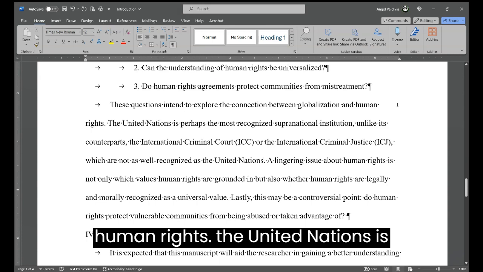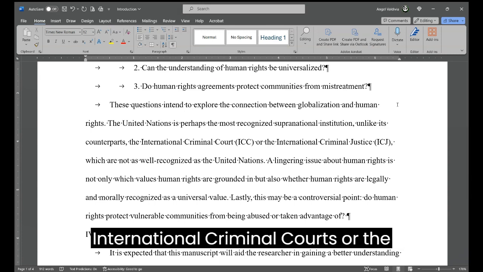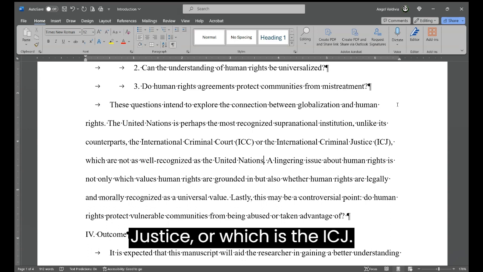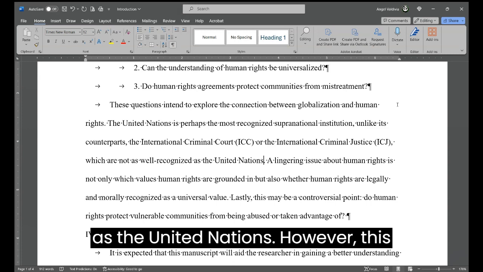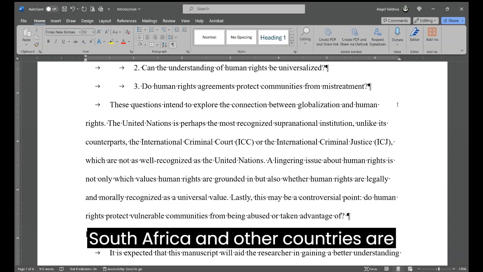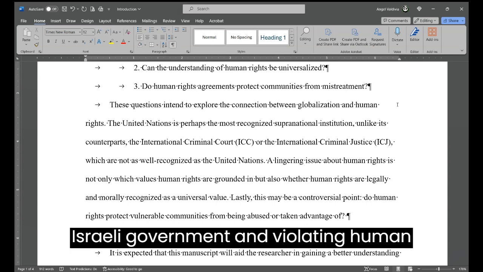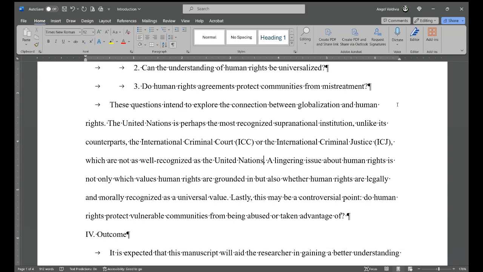The United Nations is perhaps the most recognized supranational institution, unlike its counterparts, the International Criminal Court, or the ICC, or the International Court of Justice, which is the ICJ, right? Which are not as well recognized as the United Nations. However, this might be changing because of what South Africa and other countries are doing in terms of suing the Israeli government for violating the human rights of the Palestinians in Gaza, right?